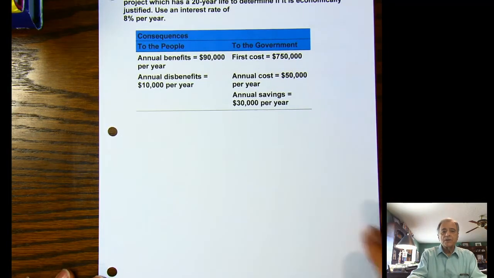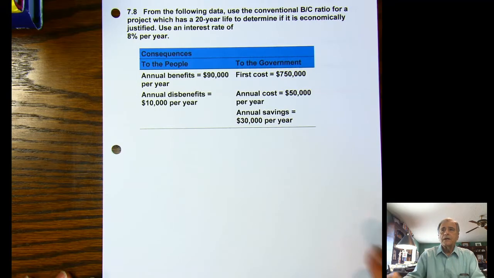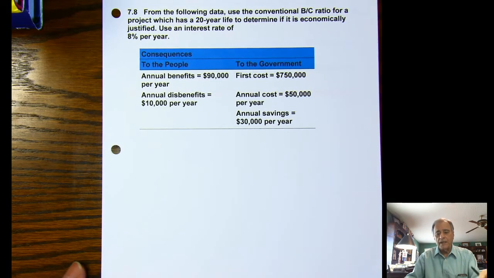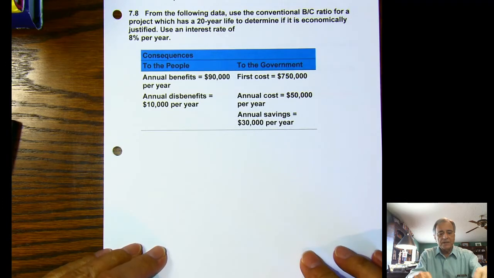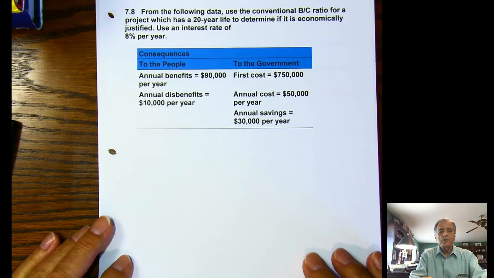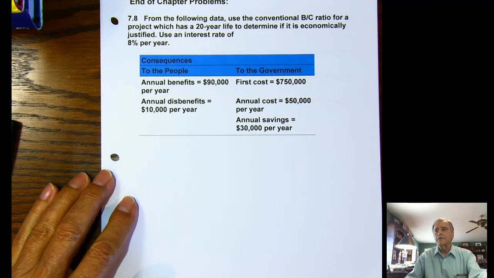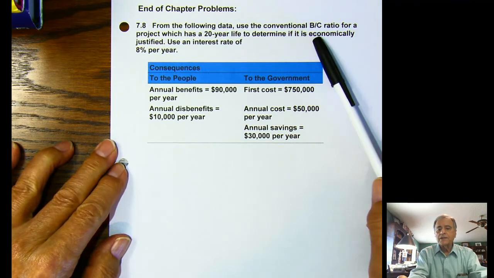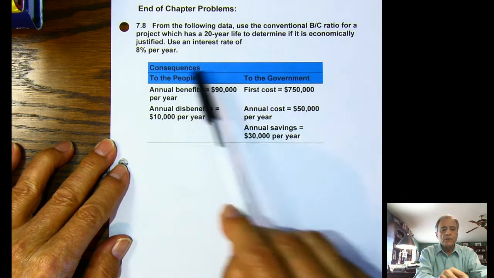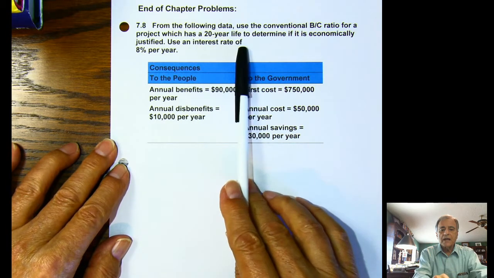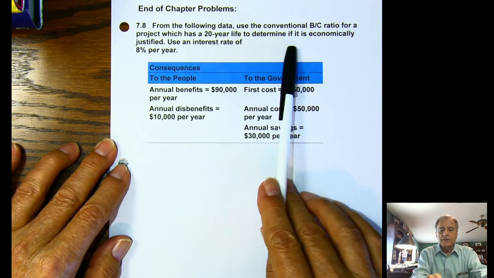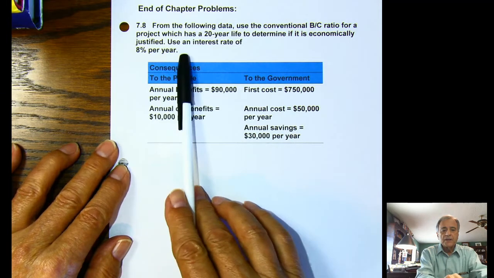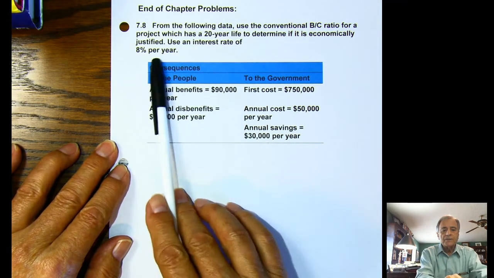The next thing I'm going to do is go to an end of chapter problem, and I'm just going to work one problem in this session. It's problem 7.8 at the end of chapter 7. Problem 7.8 says, from the following data, use the conventional BC ratio for a project which has a 20-year life to determine if it is economically justified. Use an interest rate of 8% per year.